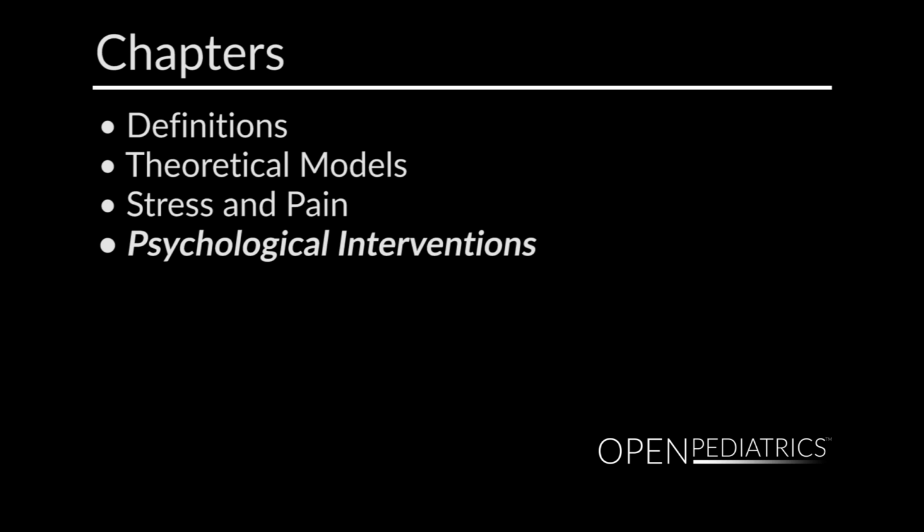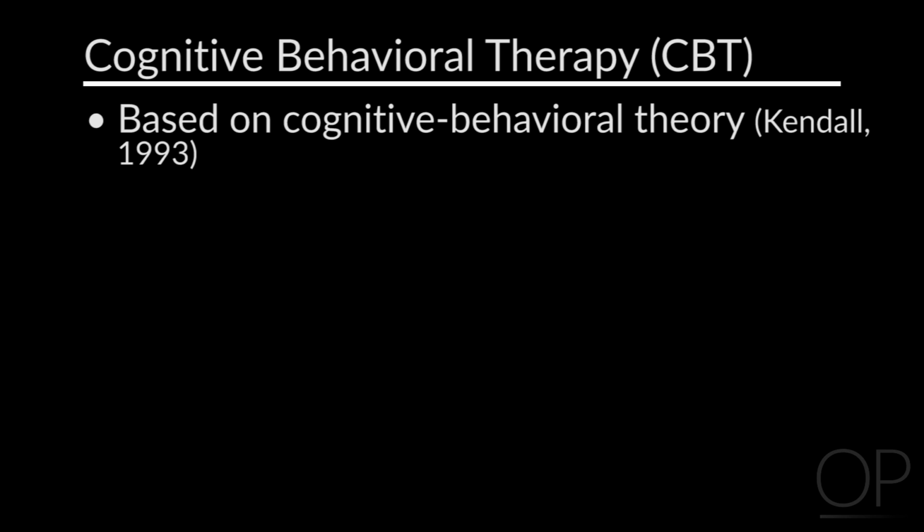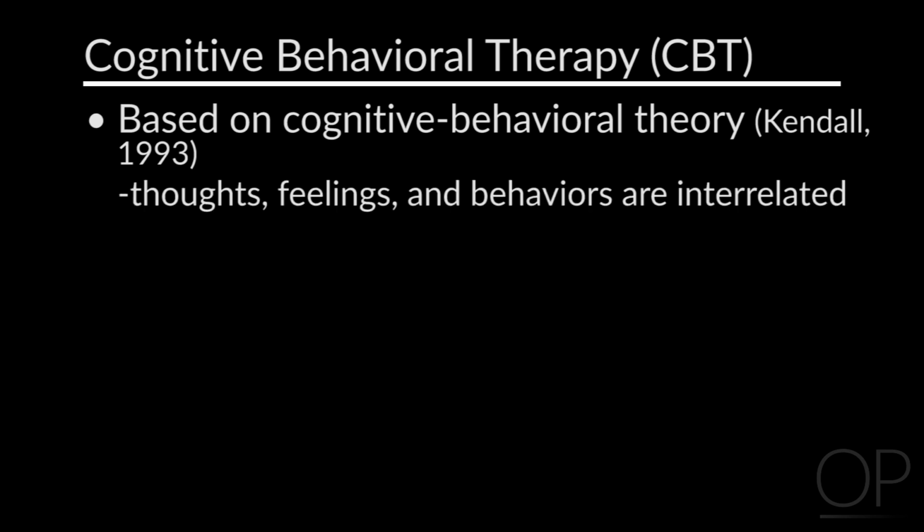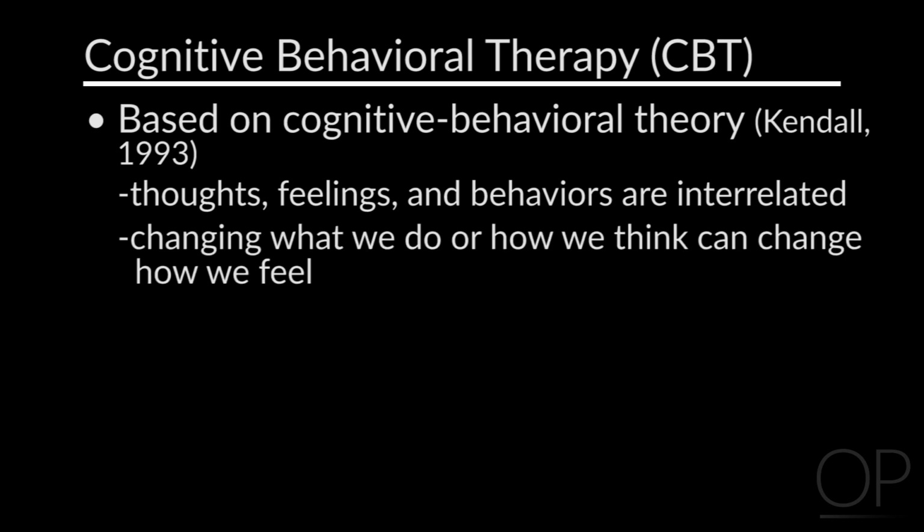Psychological interventions. So when we think about treating pediatric chronic pain, we have to look at the larger picture and think about not just treating the pain itself, but also treating the emotional distress and disability which goes along with it. So this is where cognitive behavioral therapy comes in. So cognitive behavioral therapy is a psychological treatment which is based on cognitive behavioral theory. This theory generally shows that thoughts, feelings, and behaviors are interrelated. Therefore, if we change what we do or how we're thinking, we can change how we're feeling.